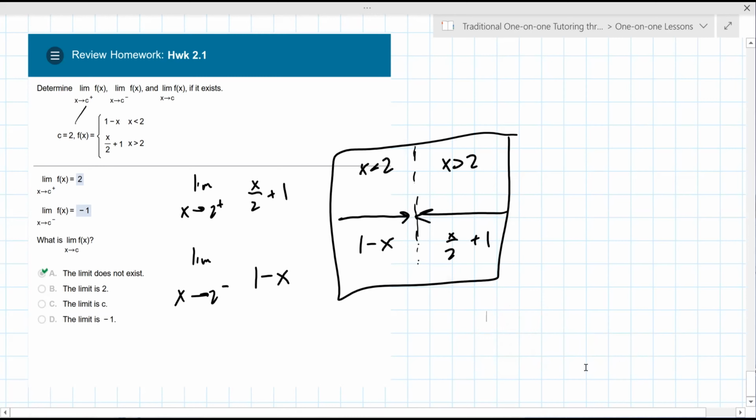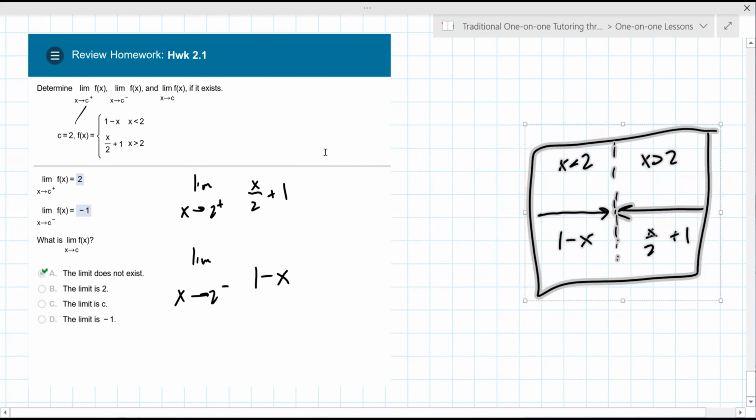But to get the answer here, you're just going to take the x value now and put it into these, since you've identified which one it works in. So this is 1 minus 2, which is negative 1. That's how you got those values.